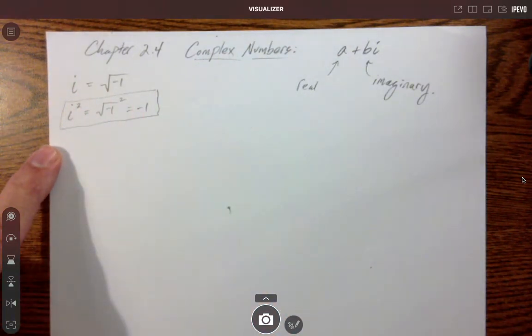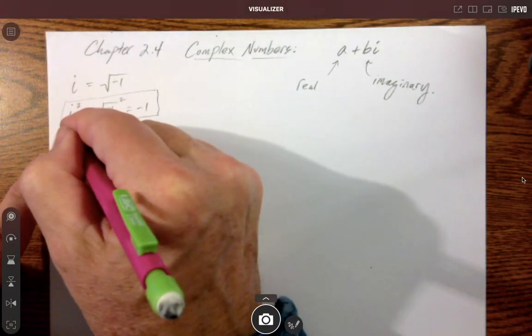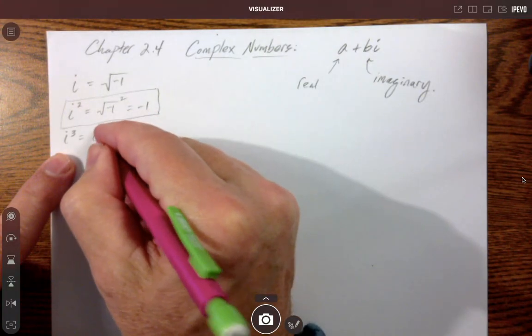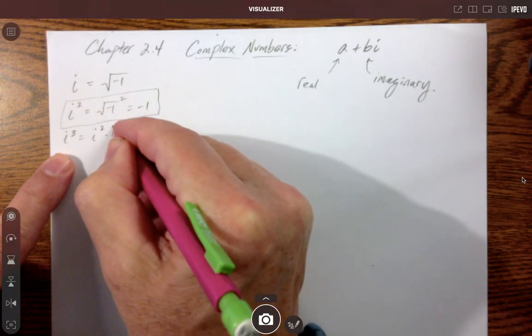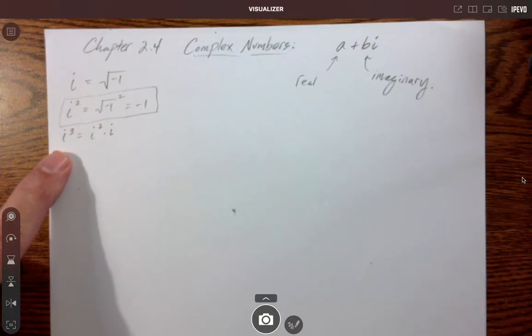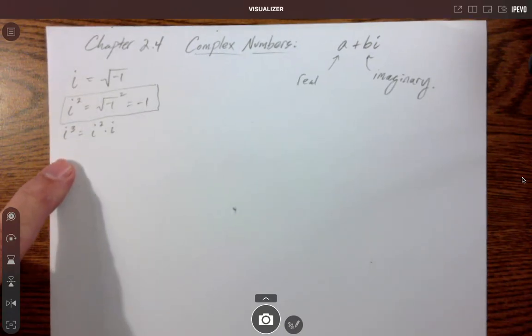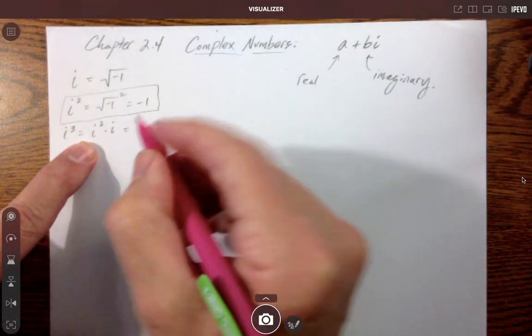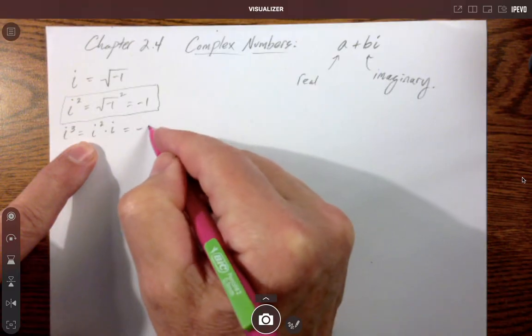All right, now i cubed. We can think of that as i squared times i. So this is one way to break it down: i cubed is i squared times i. And we just said i squared is -1, so that would be -1 times i, or -i.